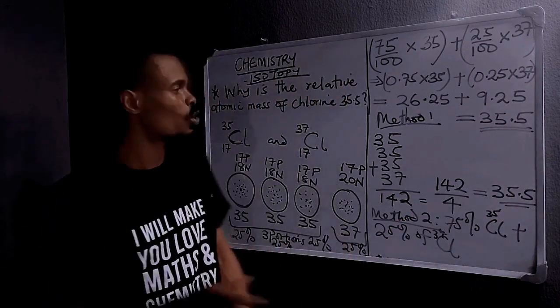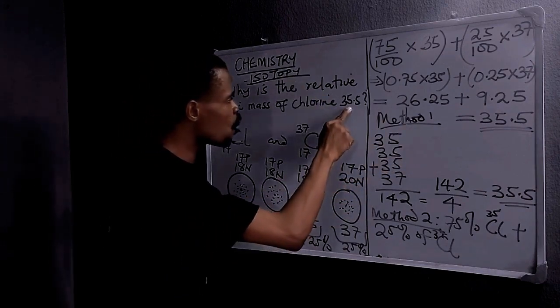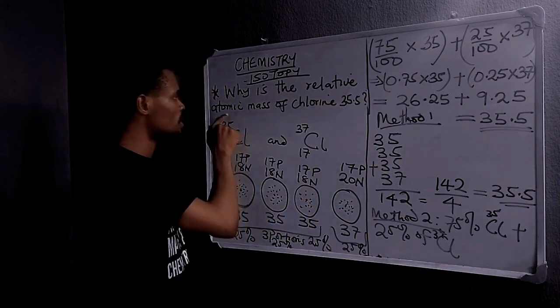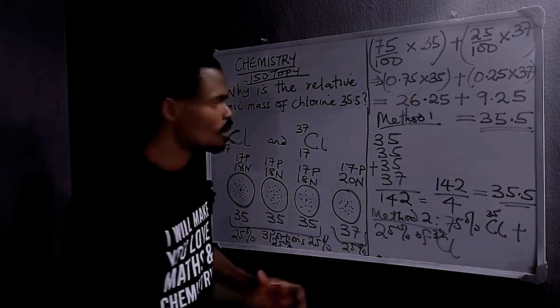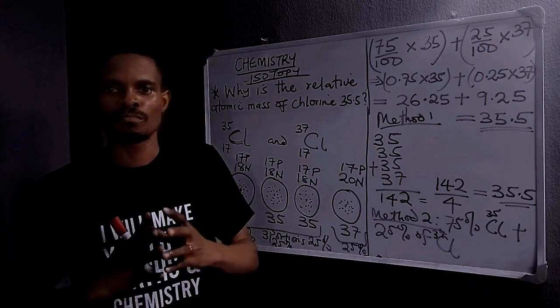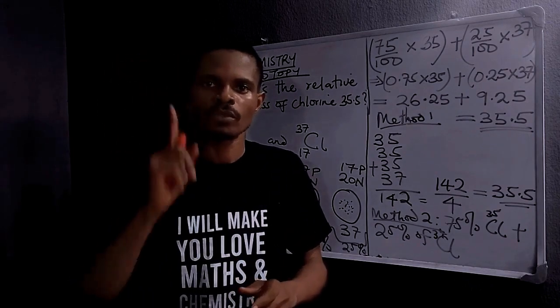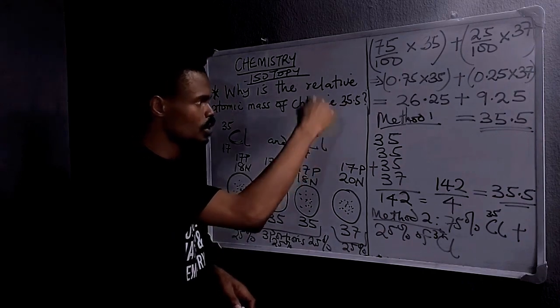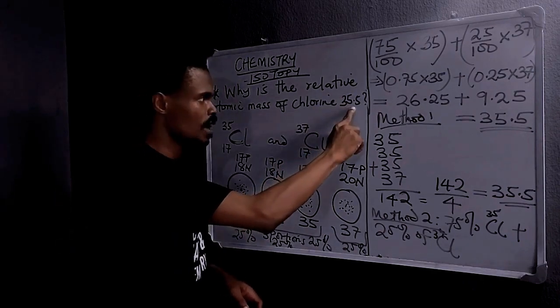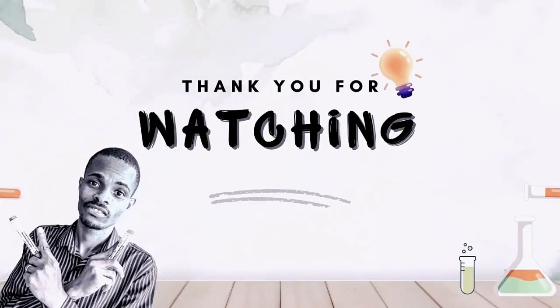This is the reason why chlorine does not have a whole number. That is to say, the relative atomic mass of chlorine is not a whole number. Different isotopes put together form chlorine with atomic number 17 and a mass number, which is the relative atomic mass, of 35.5.